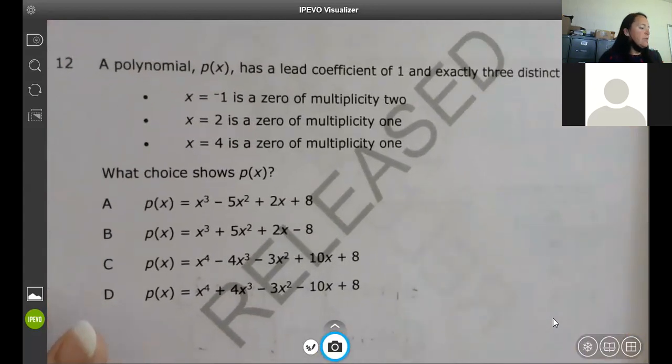Number 12 is straight Desmos. Number 11 can also be Desmos. I'll go back to it. Actually, 11 cannot be Desmos because it has two variables. So I'll show you it by hand. It's really easy. So it said a polynomial has a lead coefficient of 1 and exactly 3 distinct zeros, and it tells you that they are -1, 2, and 4.